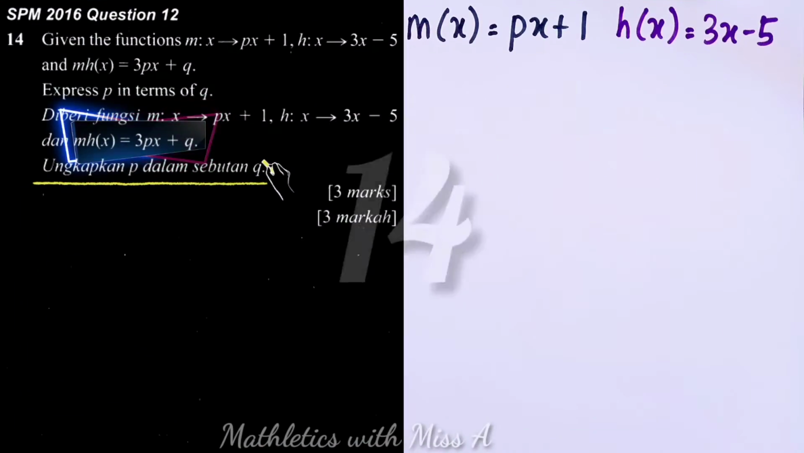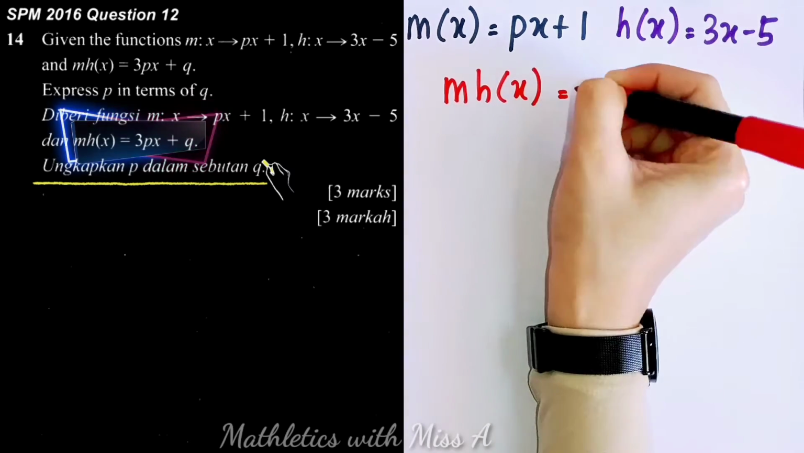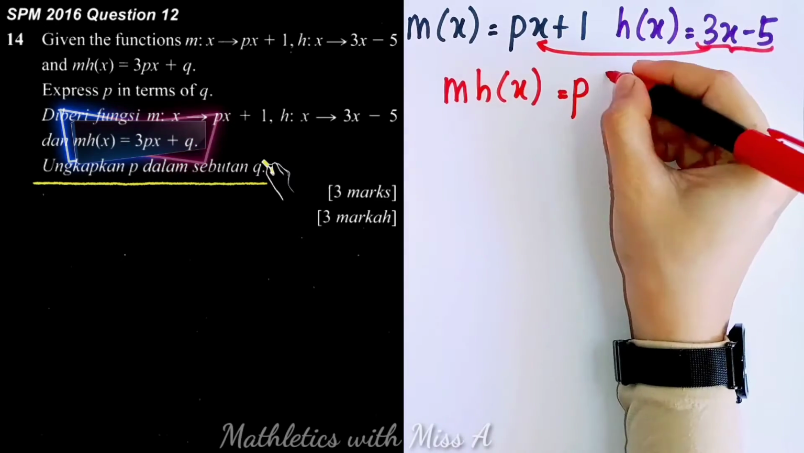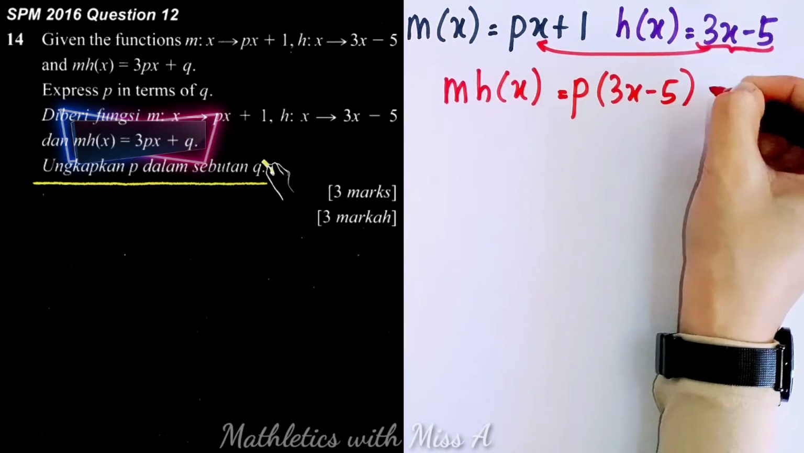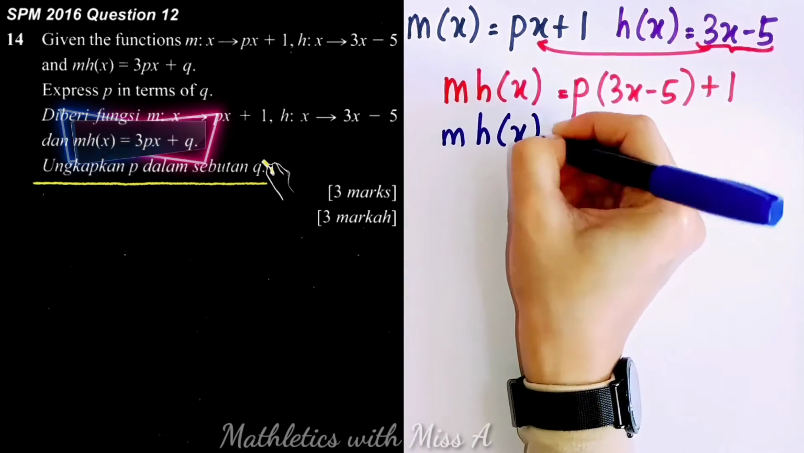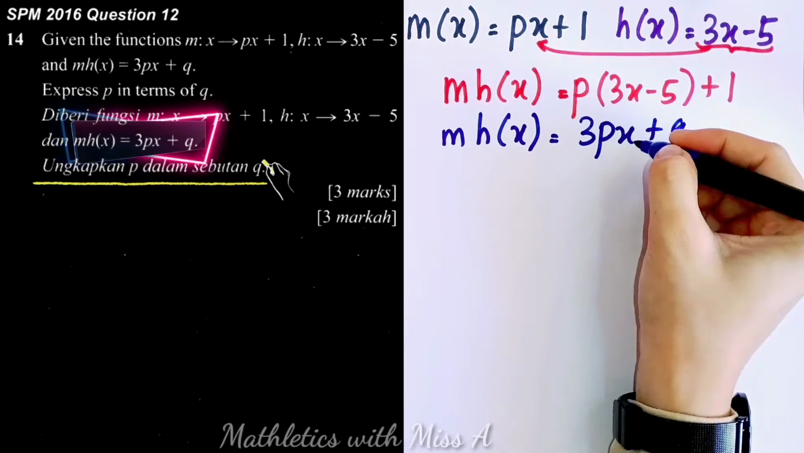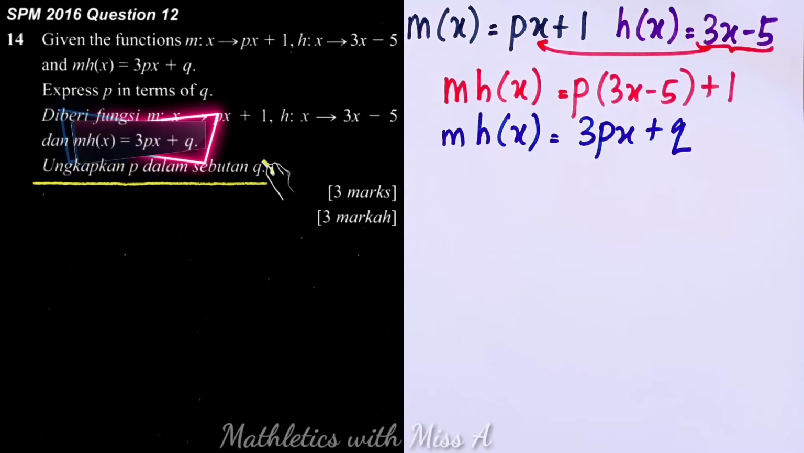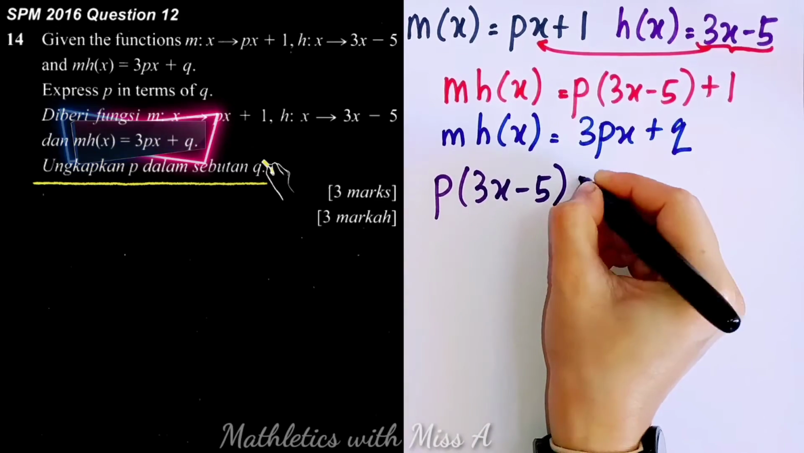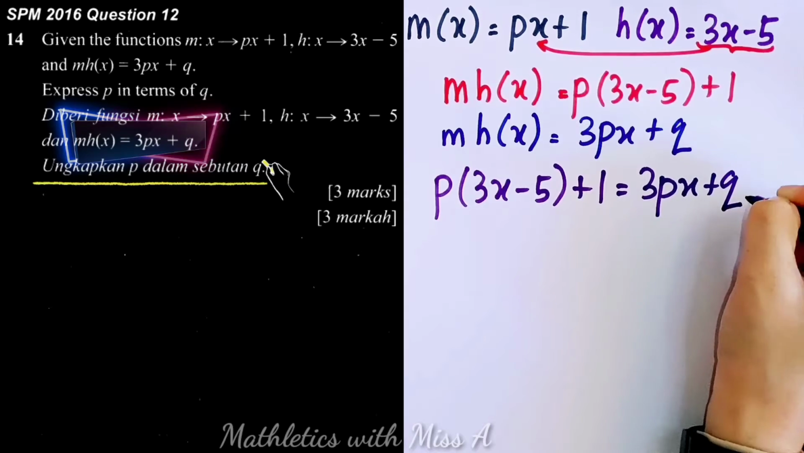Diberi fungsi m(x) equals to px plus 1 and h(x) equals to 3x minus 5. So mh(x), masukkan fungsi h(x) ke dalam m(x). So p in bracket 3x minus 5 plus 1. Based on the question, mh(x) equals to 3px plus q. So kita ada 2 persamaan mh(x) equal each other. So p in bracket 3x minus 5 plus 1 equals to 3px plus q.